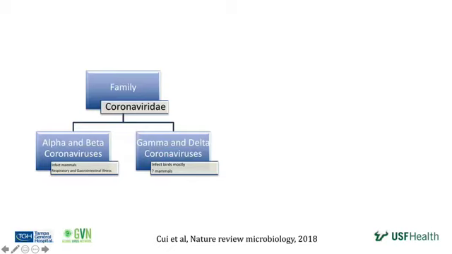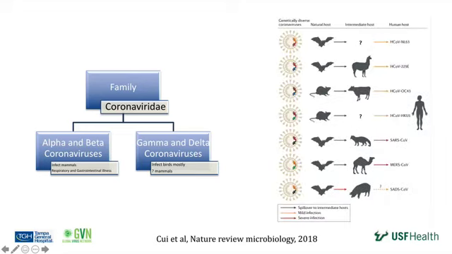So the family of Coronaviridae has alpha and beta coronaviruses, which predominantly infect mammals and cause a severe respiratory or GI illness. Now, the clinical range of symptoms might vary, but they have the capability of causing severe illnesses. The gamma and delta coronaviruses infect birds mostly and sometimes can also infect mammals.